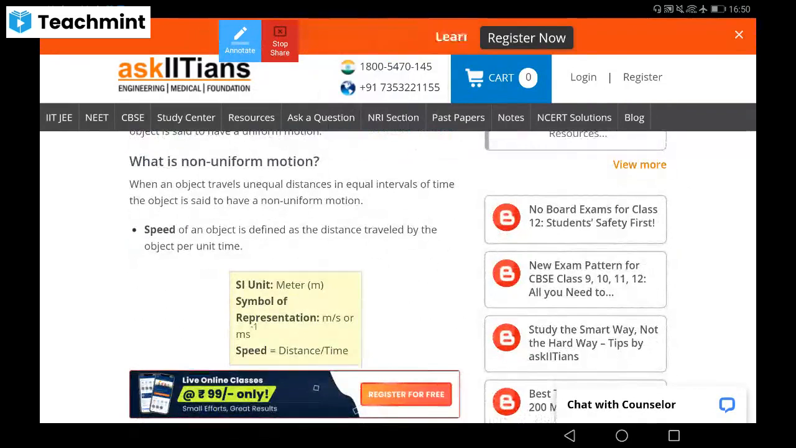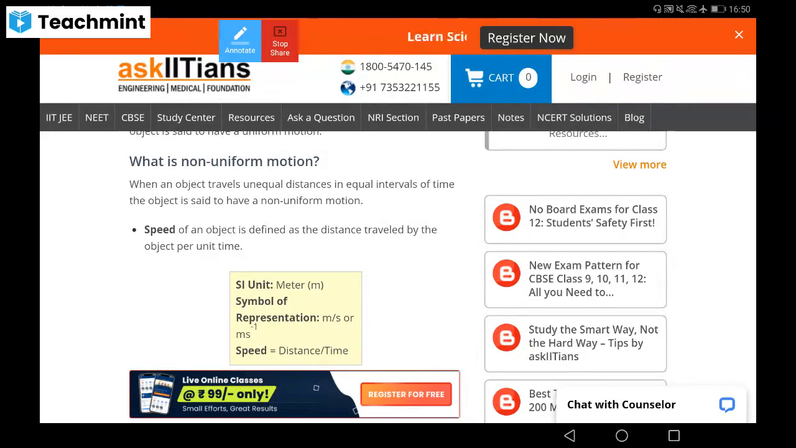Non-uniform motion is when this doesn't happen. For example, it is going for 1 hour at 50 speed, then the second hour it is going at 70 speed, and the third hour it is falling to 40. So it is changing with respect to time. The distance is changing with respect to time. Then it is called non-uniform motion.